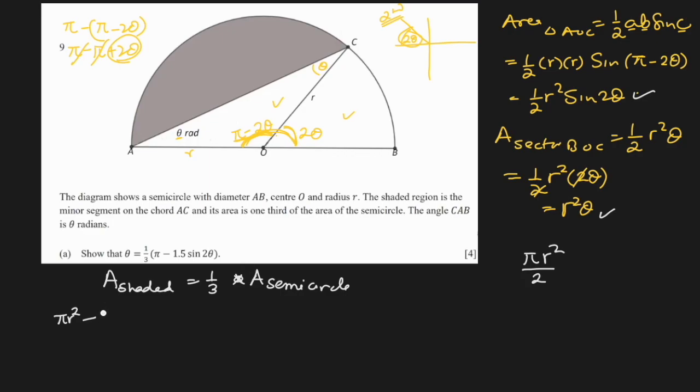So I did not write divided by 2. So we'll subtract r square theta, plus we'll also subtract half r square sine 2 theta. It is 1/3 of the semicircle, which is again pi r square over 2. Right? And now we have to simplify. We have to isolate theta. That means this theta is the only theta we have to isolate.